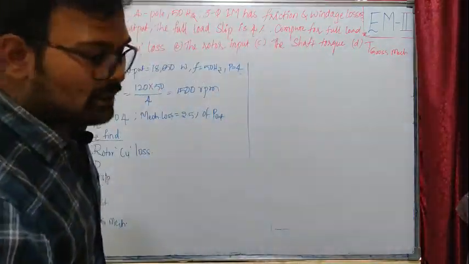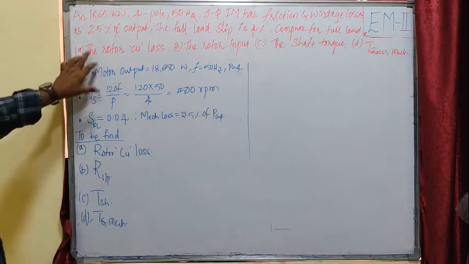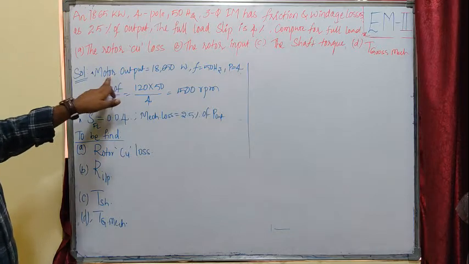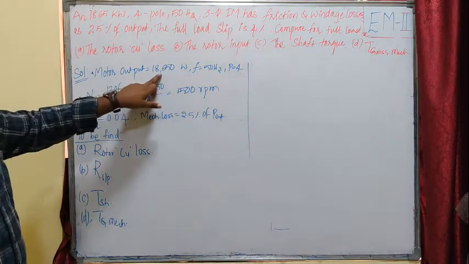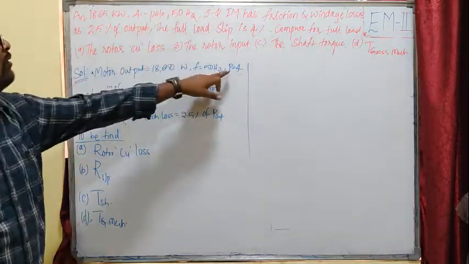Now let us see what is the given data in the question. 18.65 kilowatts is the output of the motor. Whenever a 3-phase induction motor is given a kilowatt rating, that is the output of the motor. So the motor output is 18,650 watts, the frequency is 50 Hz, and the number of poles is 4.